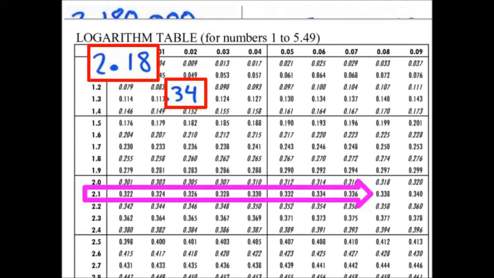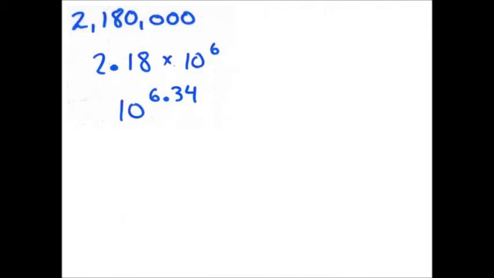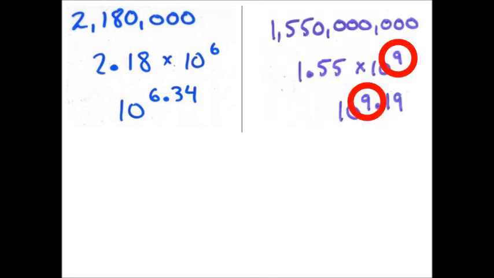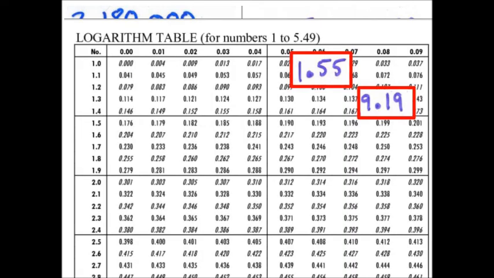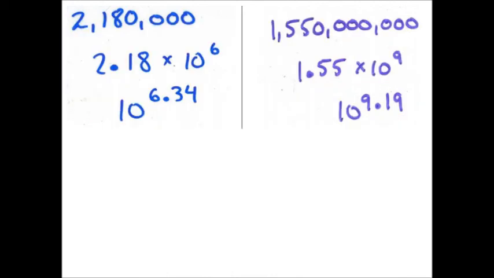All right, see, we have 2.1. That's in this row, and 2.18, that's in that column, and there's our value, 0.338. And you'll excuse me as I round that to 0.34. Congratulations, we used the log table to evaluate 2,180,000 equals 10 to the 6.34. Now let's do it with the other number again. I know where the 9 comes from. But it's the 0.19 that I'm interested in finding. 1.5, that's across that row there, all right, 1.55. And that's where my 0.19 came from, 0.190, so no rounding here, thankfully.